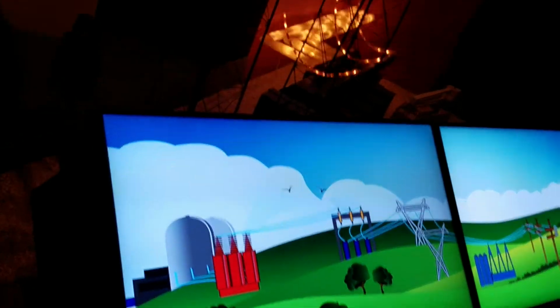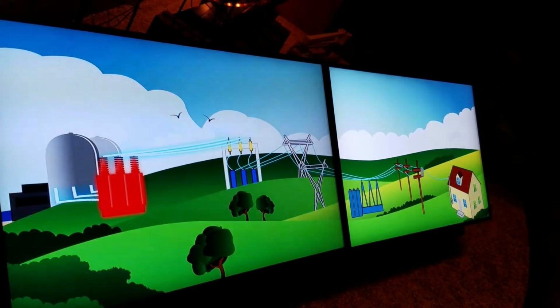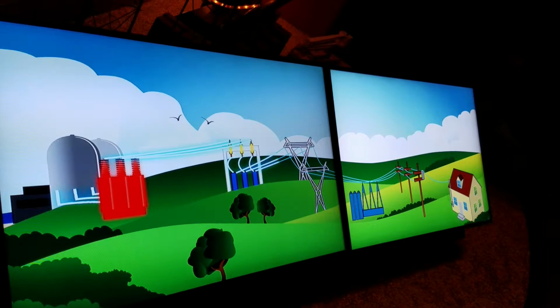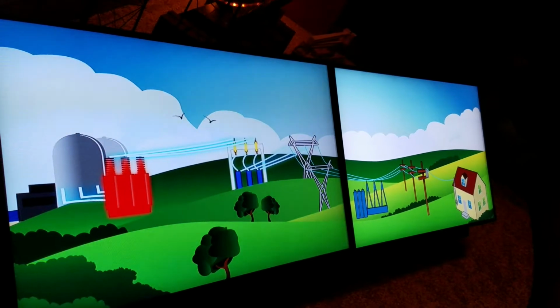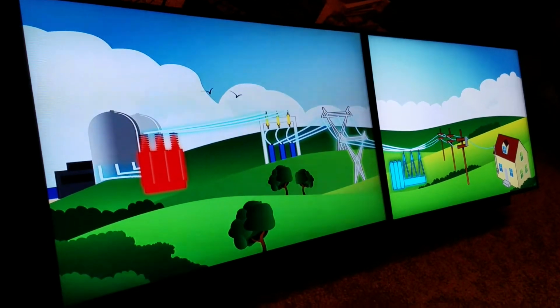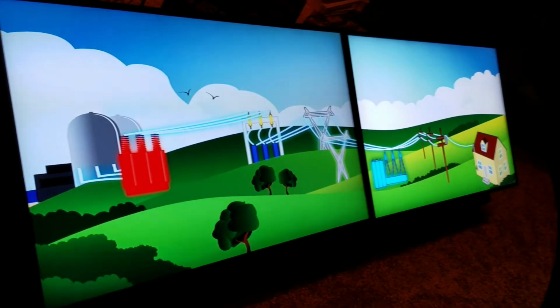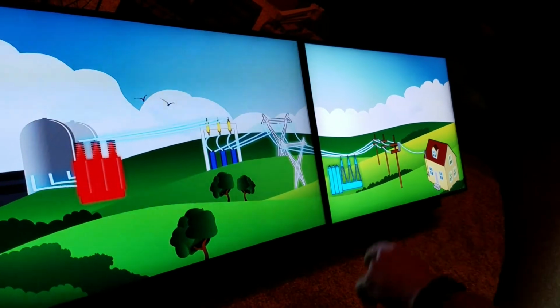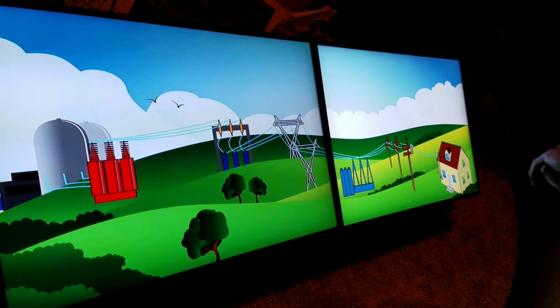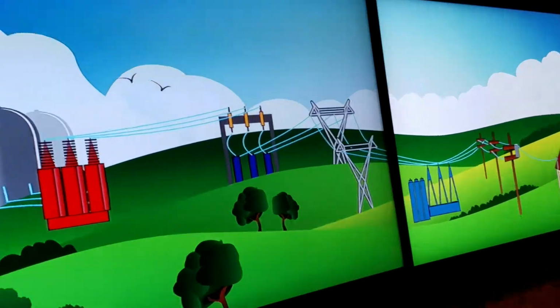From the transformer, the power is carried to the switch yard, where high-speed switches direct the flow of the power. Transmission lines carry power cross-country to substations, where voltage is reduced before it enters the homes and factories where it goes to work. Since electricity can't be stored, it must be produced and delivered the instant it is needed.